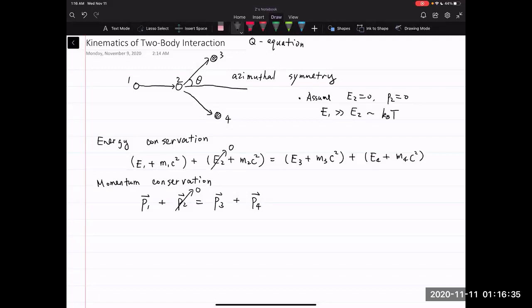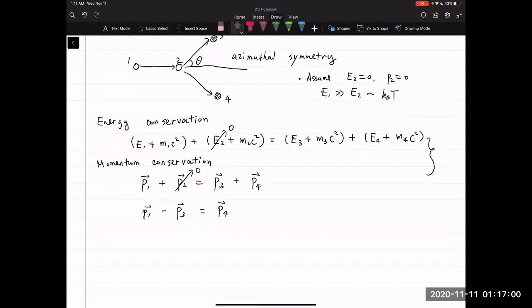In this case, we can combine these 2 equations and get rid of P4 and E4. So how do we do that? From momentum conservation, we have P1 minus P3 equal to P4. And we know P4 squared is related to E4. Then we can combine the 2 and get rid of that. So we need to square this, take the absolute value and square. And P4 squared will give us E4.